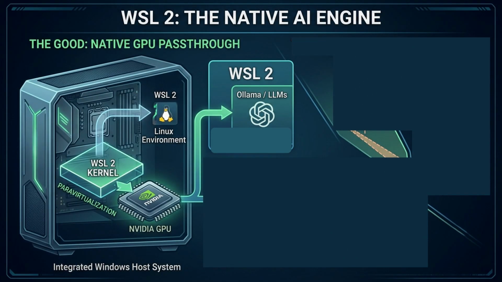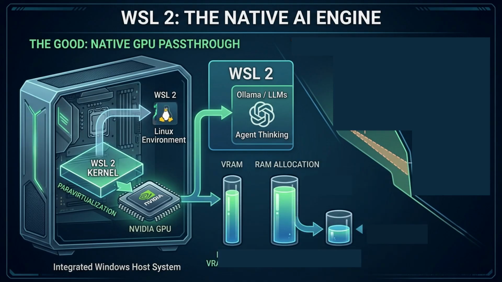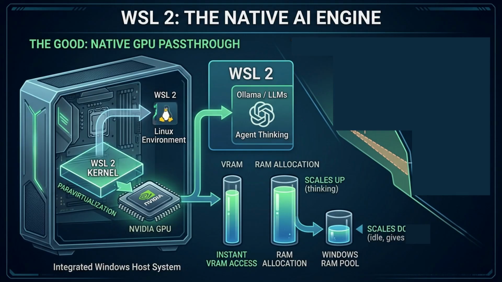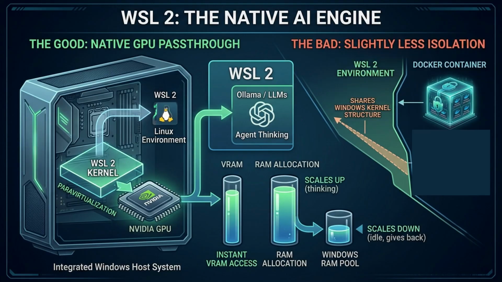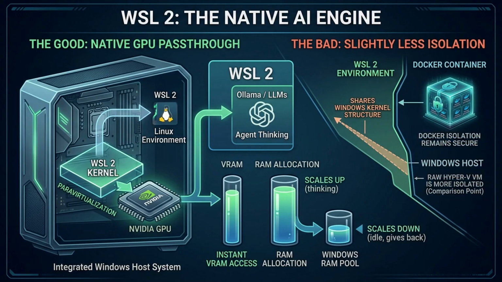So, via the WSL2 configuration, Ollama, for example, can easily tap into your video graphics card. Furthermore, memory allocation is dynamic. WSL2 scales up when your agents are thinking and gives back the RAM to your host computer when your agents are done. Now, the downside: it is slightly less isolated than the raw Hyper-V container.